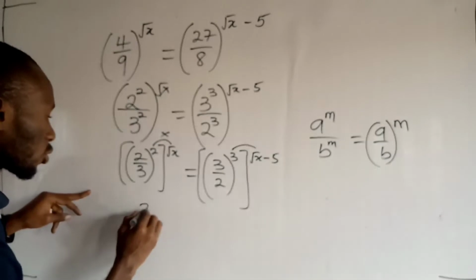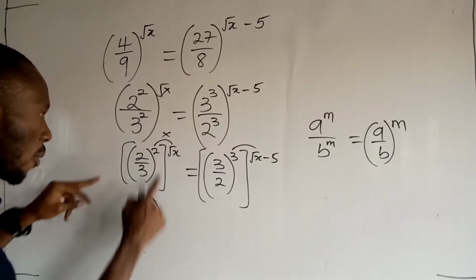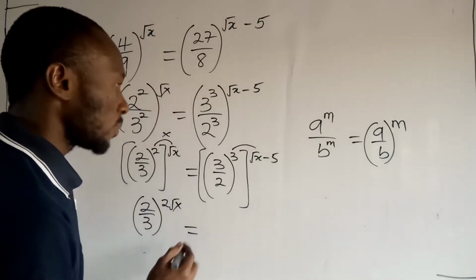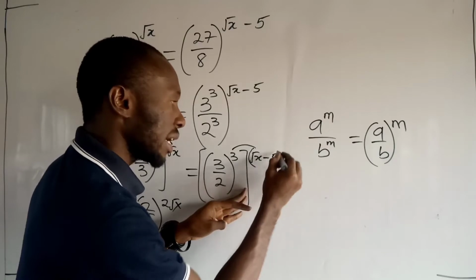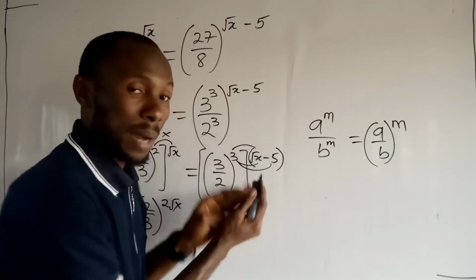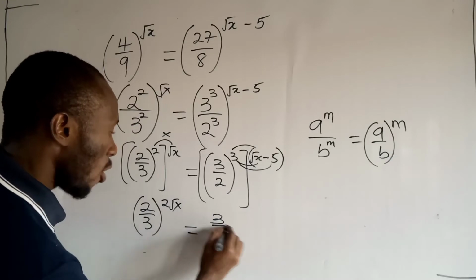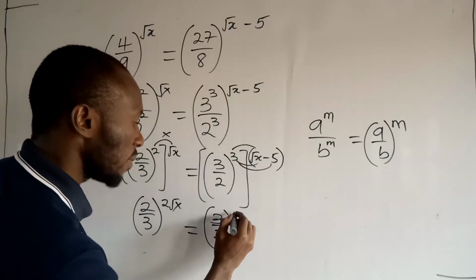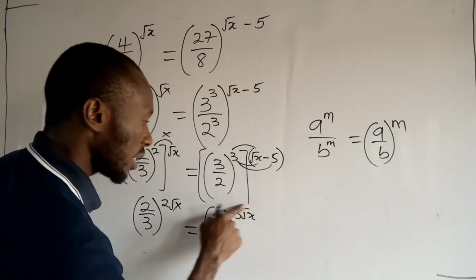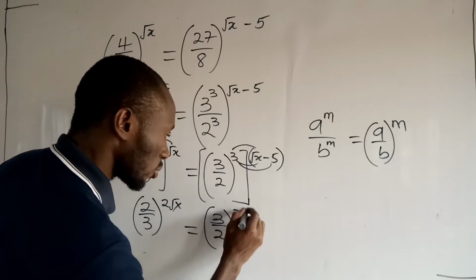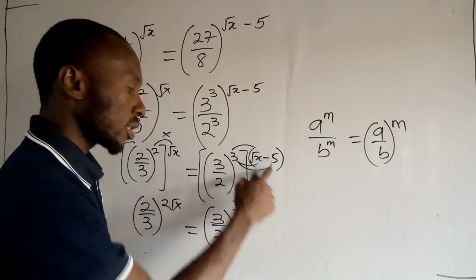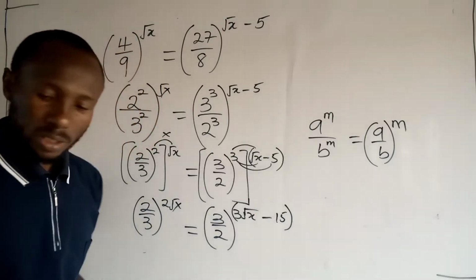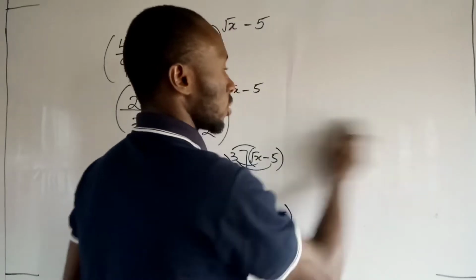So now we have 2 upon 3 all to the power 2 times root x is going to give me 2 root x. Okay, then equal to, now I would like to put this guy in a bracket because 3 is going to go into them term by term. So I have here to be 3 upon 2, then all to the power 3 times root x will give me 3 root x, right? Then 3 times minus 5 is going to give me minus 15. So put them in a bracket. It is very good.